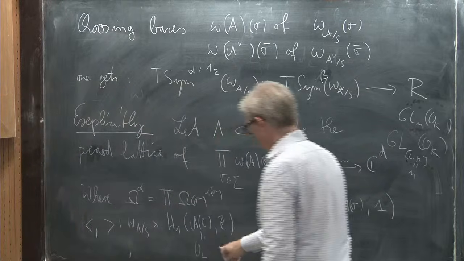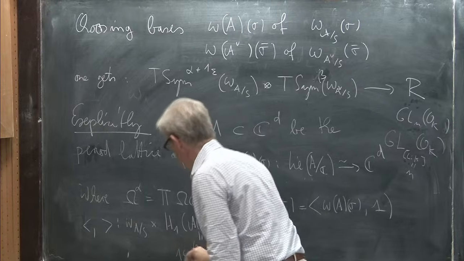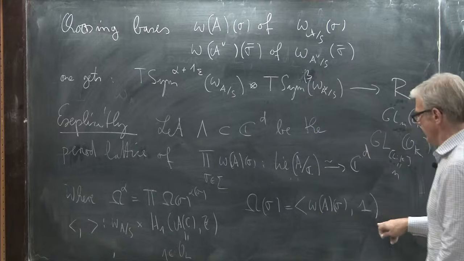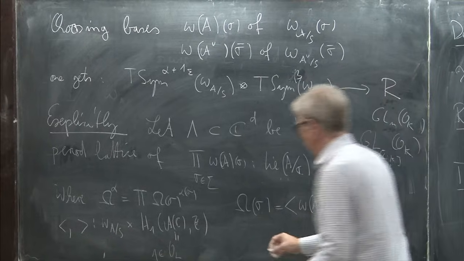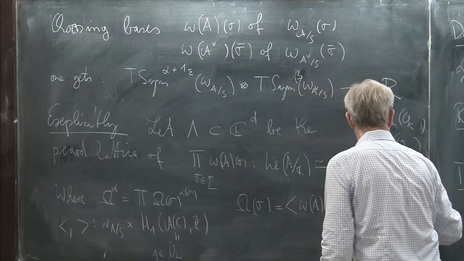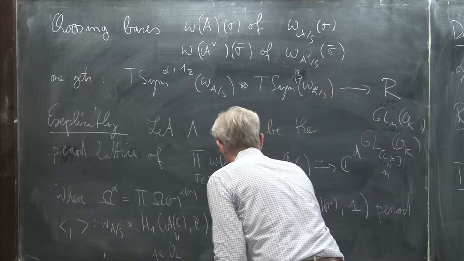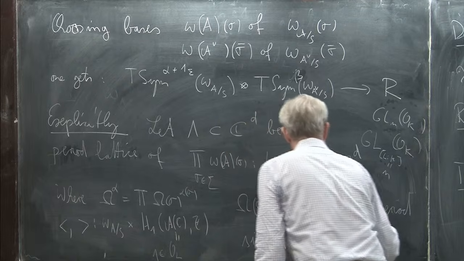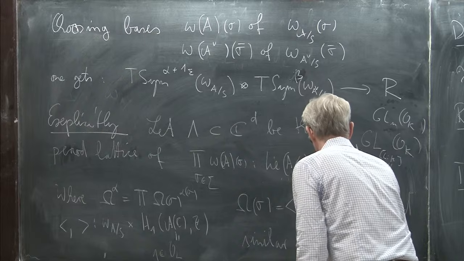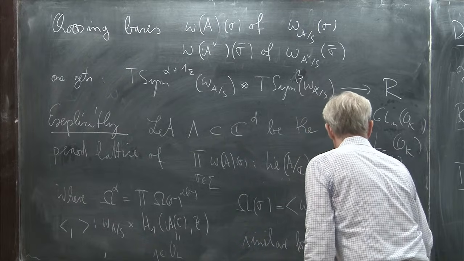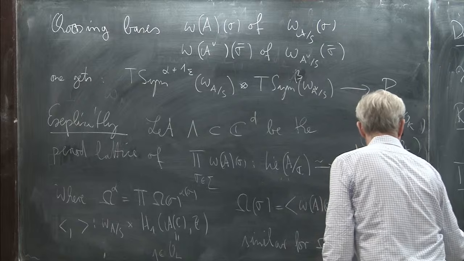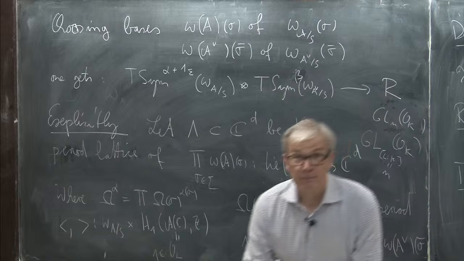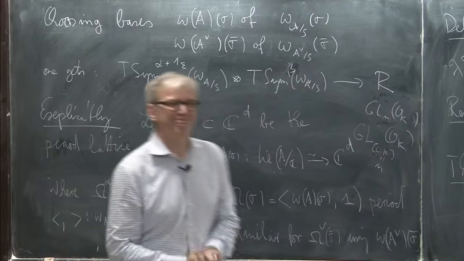And so here I have the element 1, and here I have this chosen section, and I evaluate this, and then I get this period. And similarly, this is the period, and similar in the dual case. Similar for omega dual sigma using the dual basis, basis of the dual abelian variety. That's all I wanted to say, and thank you very much.